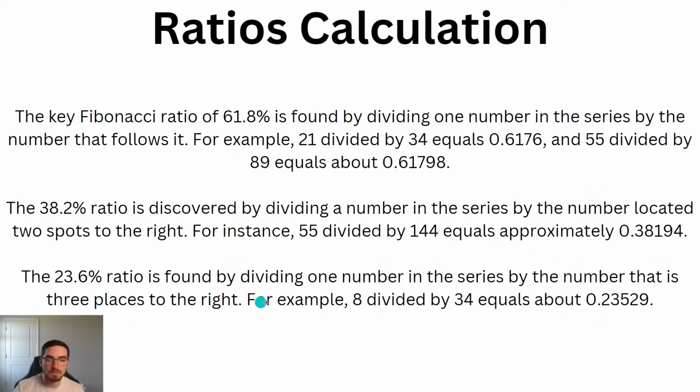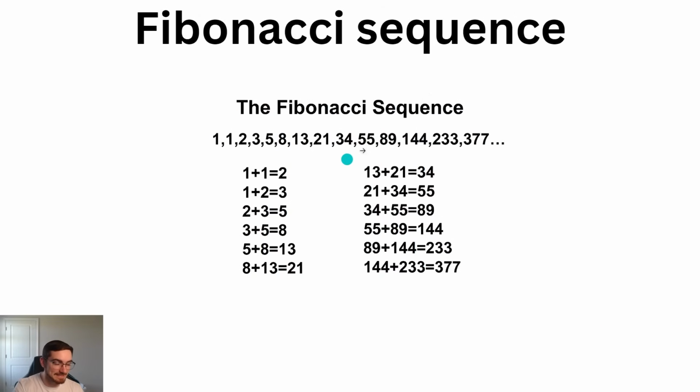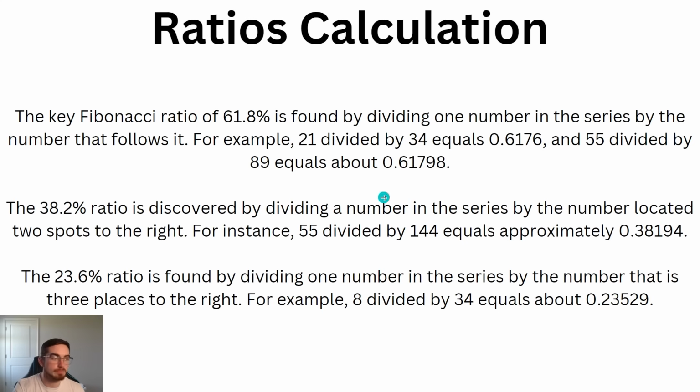Again, getting a little confusing, but 8 divided by 34 equals 0.23529. So that is how these numbers come into play. It is simply by taking these exact numbers, part of the Fibonacci sequence, and you are just doing basic division between them. So that is how the ratios come into play.